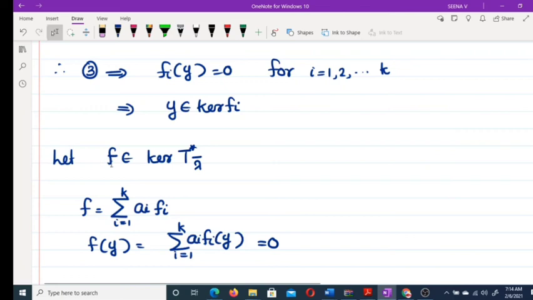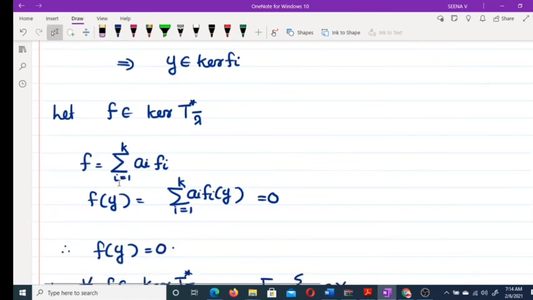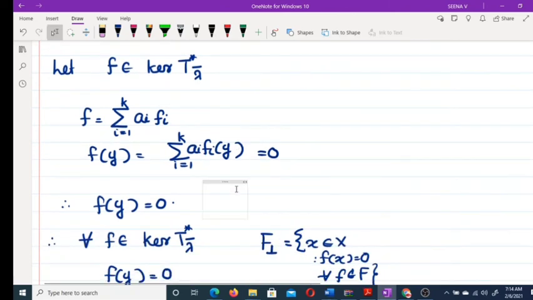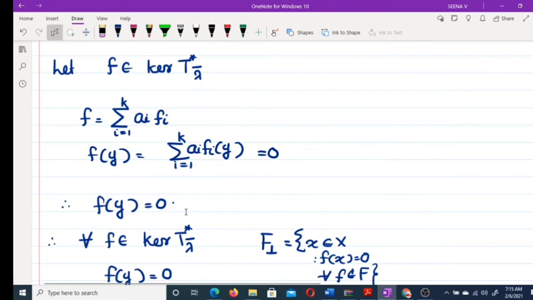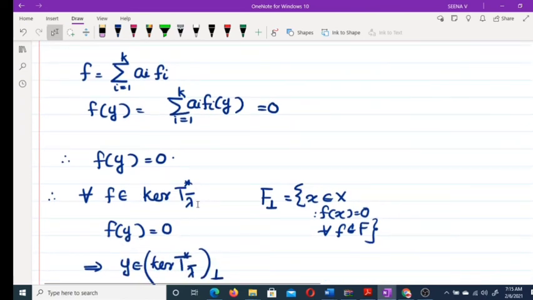Now let f belong to kernel of (T* − λ̄), and the f_i's are a maximal independent set. We can write f in terms of the f_i's as a linear combination. That means f equals the sum, i varies from 1 to k, of a_i f_i. Therefore f of y is this, and as each f_i of y equals 0, therefore f of y equals 0. Therefore, for every f belonging to kernel of (T* − λ̄), f of y equals 0.